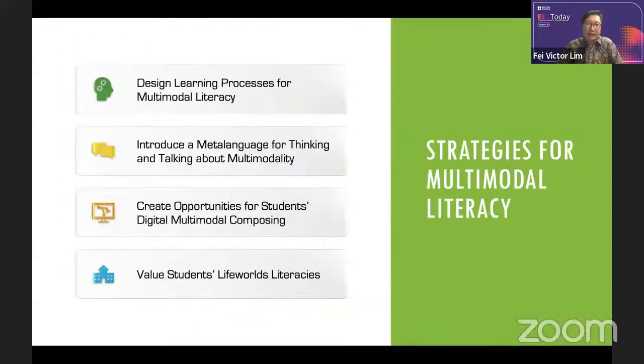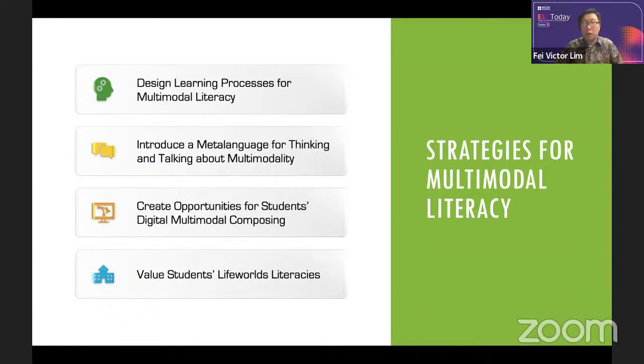So what are these? I'm going to talk very quickly about four big ideas. The first is to think about designing learning processes, the kind of pedagogical processes that you have in a classroom to help students develop multimodal literacy. The second is about how we can introduce a meta language to help both the teachers and students to think and talk about multimodal meaning making.